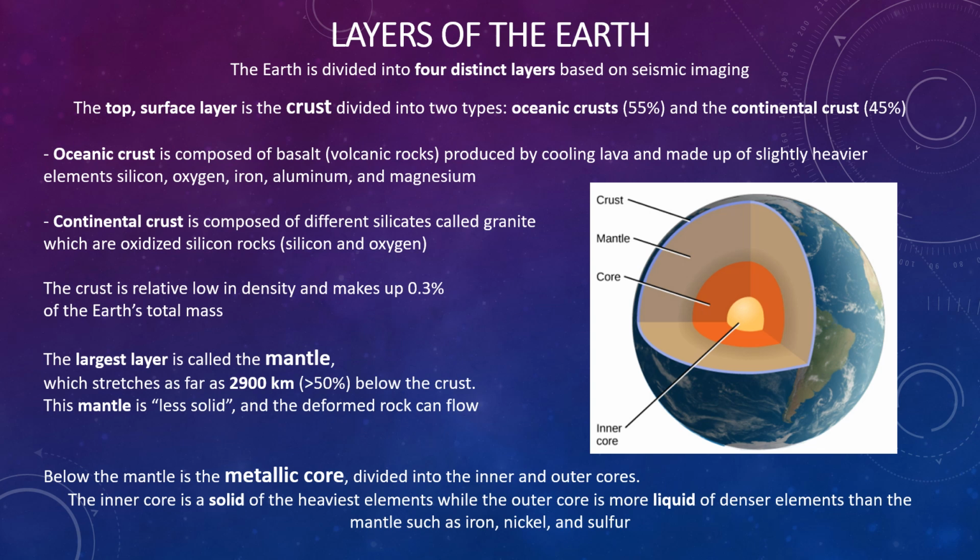The largest layer of the Earth's composition is the mantle, which stretches almost 3,000 kilometers below the crust, and it is a little bit less solid. This means that the rock is a little bit deformed and not quite solid, and it can flow a little bit. We're in this in-between solid and liquid state down here. And below the mantle is the metallic core, which is divided into the inner and outer core. The inner core is solid and composed of the heaviest elements, while the outer core is more liquid and composed of denser elements than the mantle, like the irons and nickels and sulfurs.